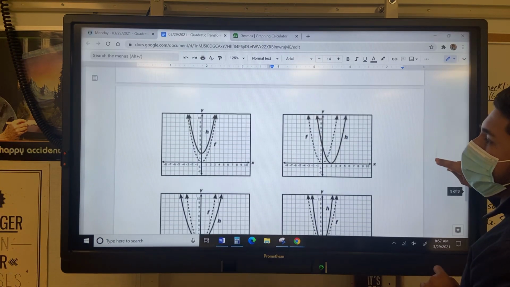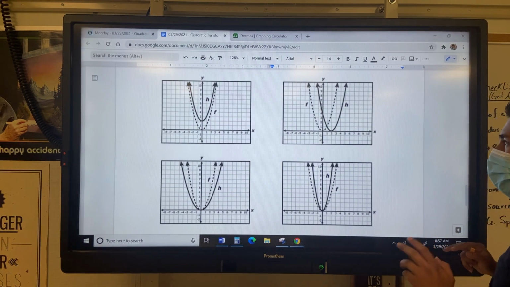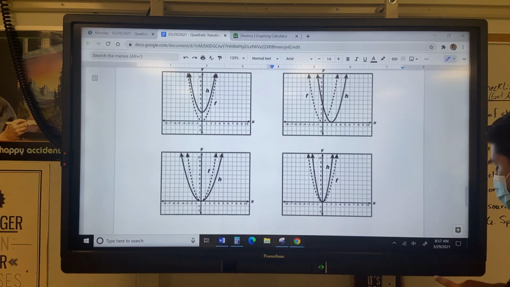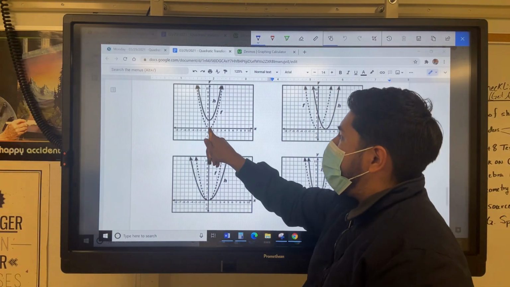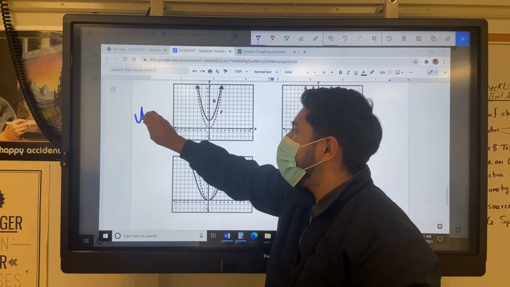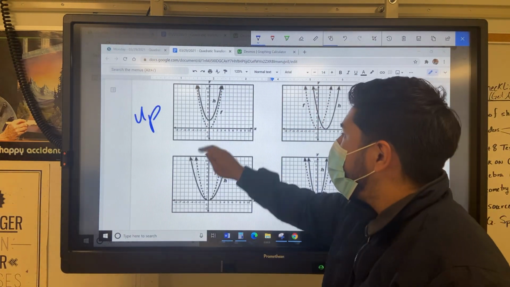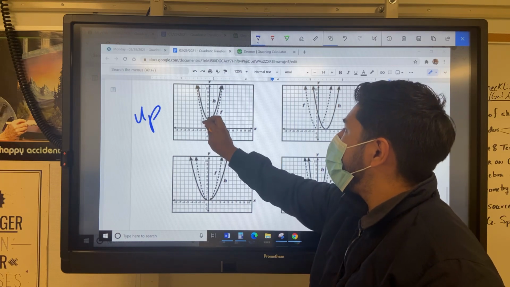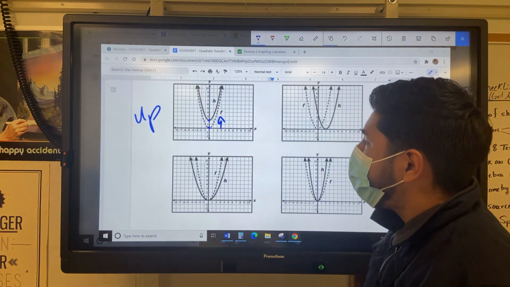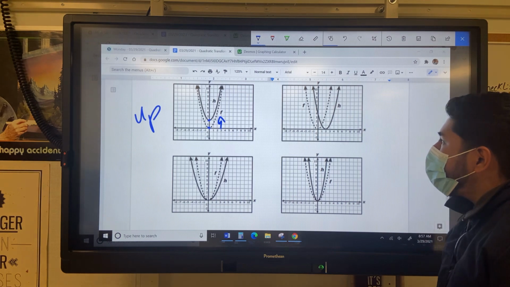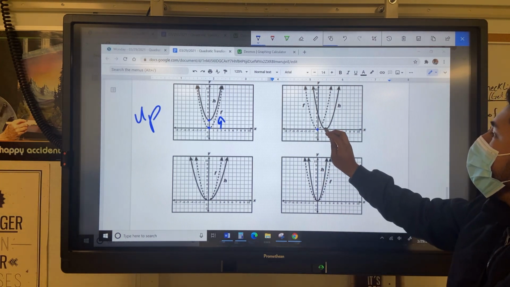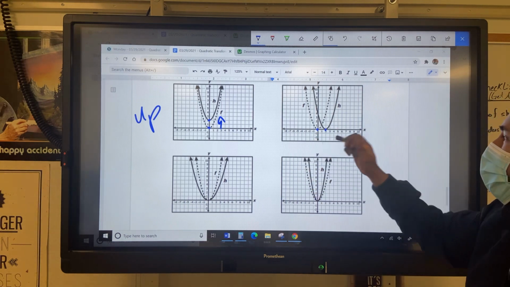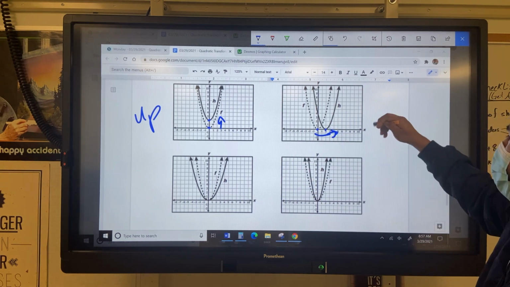Again, analyzing from graphs. Remember the dashed one is my parent function. So we're going from f to h. What happened here? Oh, sir, I think it went up. Vertex is right here. Vertex is right here. This went up. Oh, right here, f to h, vertex is right there in blue. Went to the +2, this went to the right.